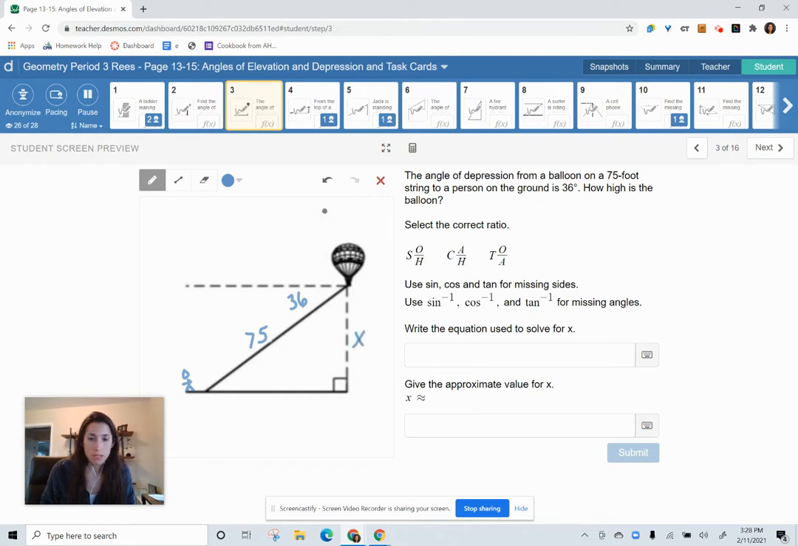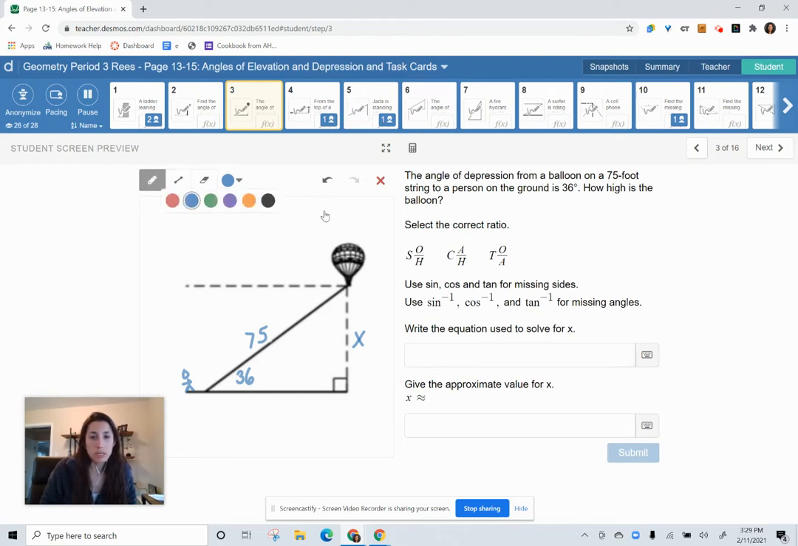Now the problem is with this 36 outside the triangle, I can't really use it to help me solve. So I can just replace it and put it here as an alternate interior angle. That would be congruent to it. So now I'm going to get rid of this angle. I'm not using that one anymore.